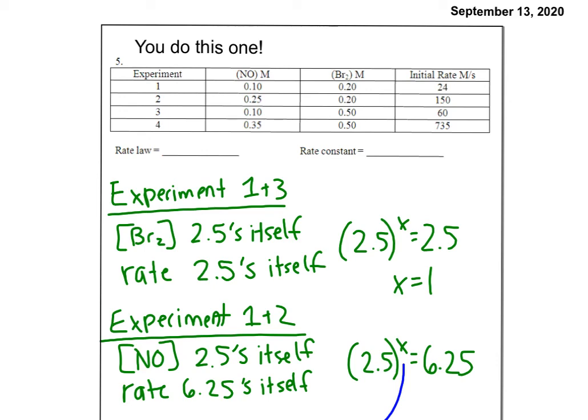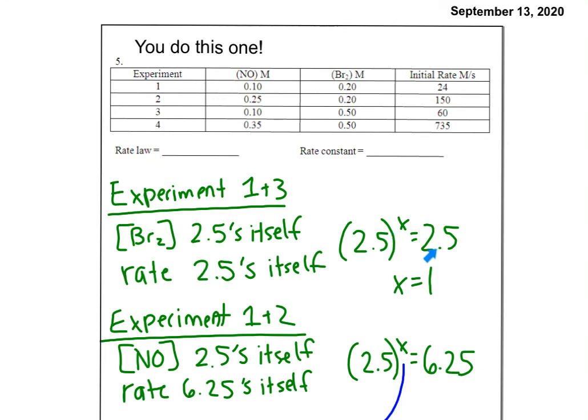So I noticed that in experiments 1 and 3, the Br2 goes up 2.5 times, and the rate also goes up 2.5 times. And a good way to figure that out when it's not so obvious: experiments 1 and 3, right? If you take 0.5 divided by 0.2, you'll see that it's 2.5, and then do the same thing, 60 divided by 24 is 2.5. I think I said 1.5 by accident. Just ignore me. But anyways, 2.5 itself.